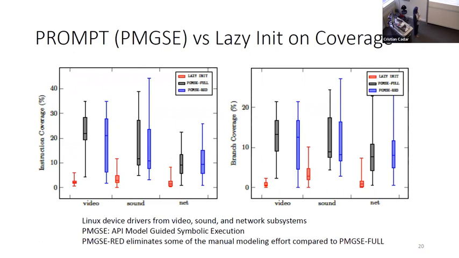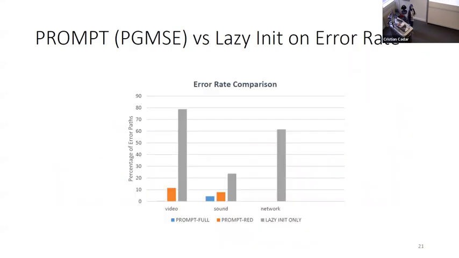So we have 2 kinds of modes of PROSE. One is fully manual. You're responsible for the whole model. And the other one, blue one, is like reduced effort because you're doing some of the modeling through your global settings, much more automated. The red one is the lazy initialization only and no API modeling. As you see, both instruction and branch coverage is much greater. And in terms of the error rate, this is the percentage of the paths that ended up with some error. All right. So as you see, with lazy initialization, we have very high error rate compared to reduced and full versions of PROSE. And of course, this is an indicator of false positives.